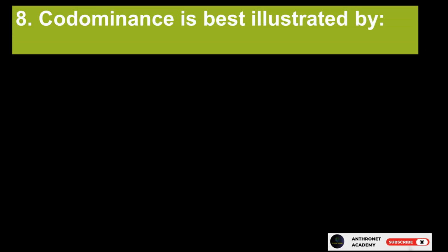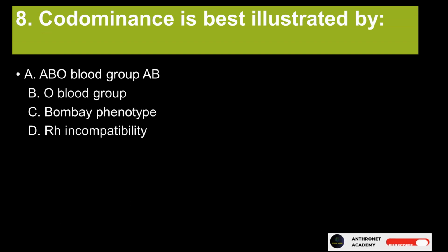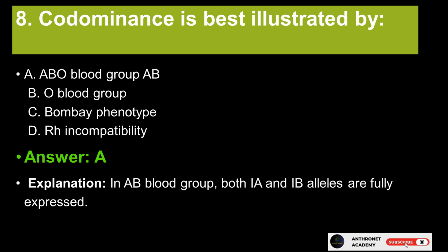Question 8. Codominance is best illustrated by: A. ABO blood group AB. B. O blood group. C. Bombay phenotype. D. Rh incompatibility. Answer: A. Explanation. In AB blood group, both IA and IB alleles are fully expressed.